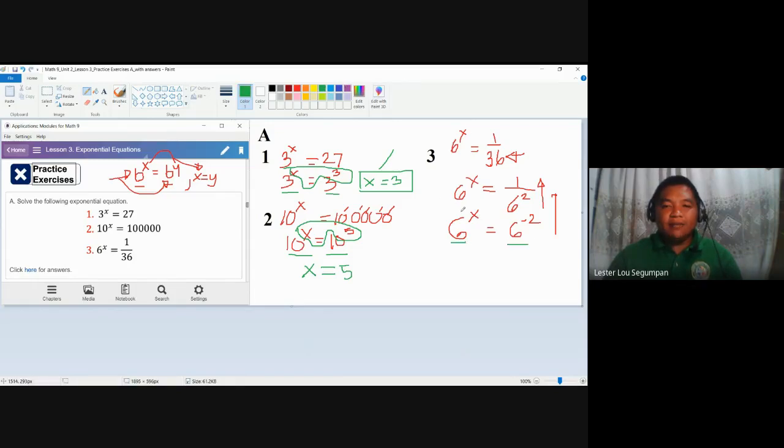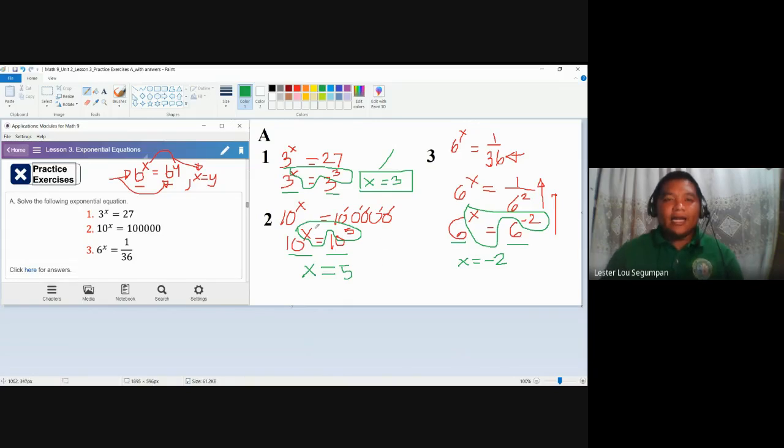Now, if you have the same base, using the property of equivalent exponents, we can remove this, and therefore our answer is x equals negative 2. Checking, let's try it here. 6 to the power of negative 2, it's a negative exponent, you can bring it down. So that's why you have 1 over 6 squared, and then definitely you have 1 over 36.